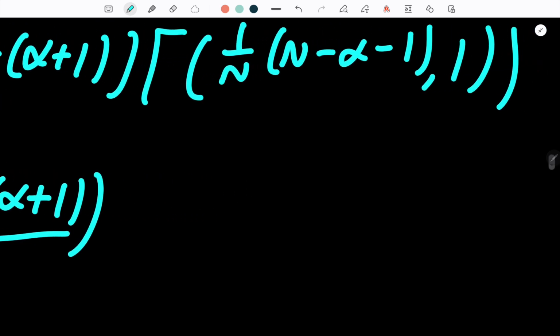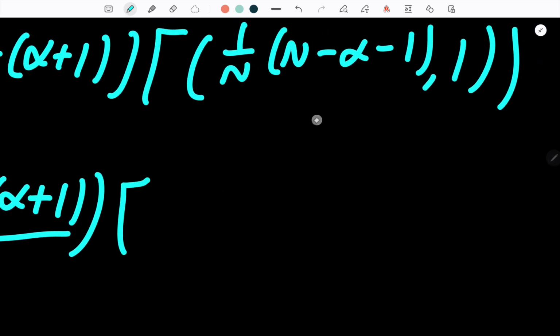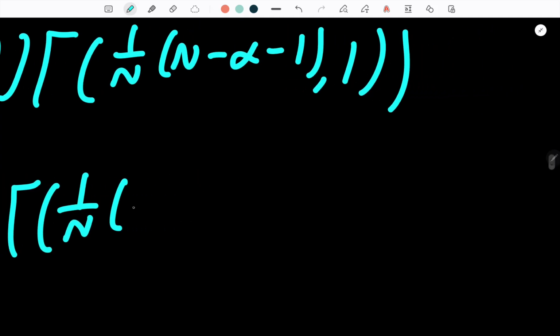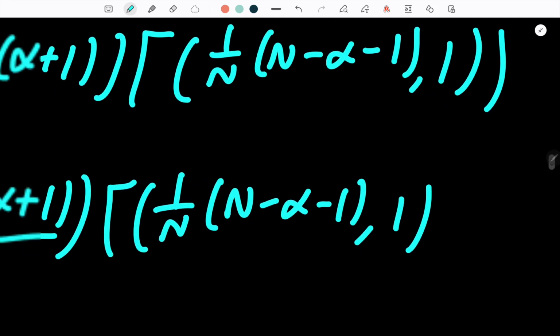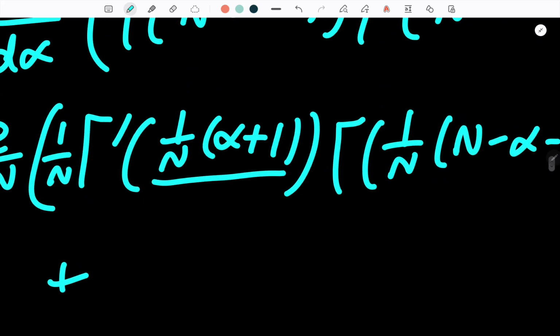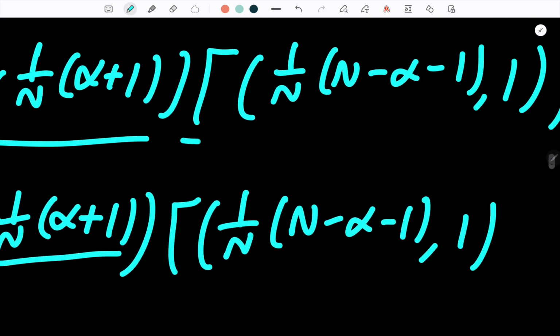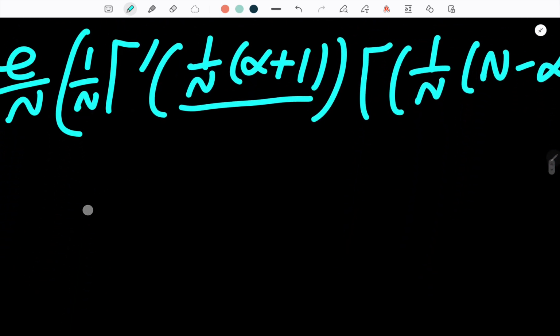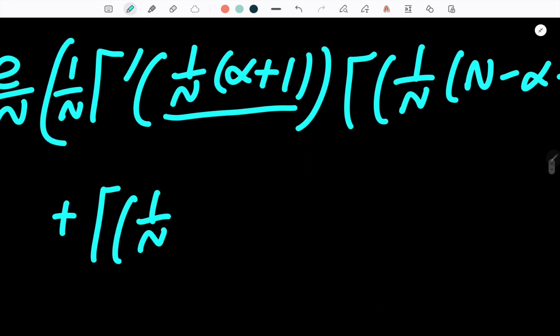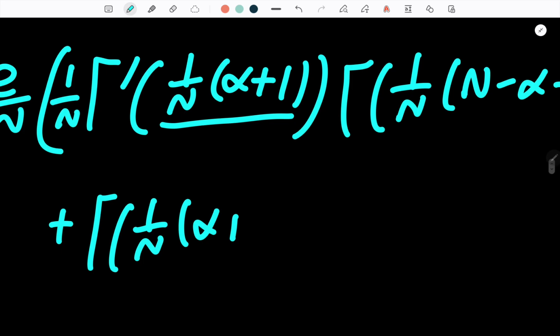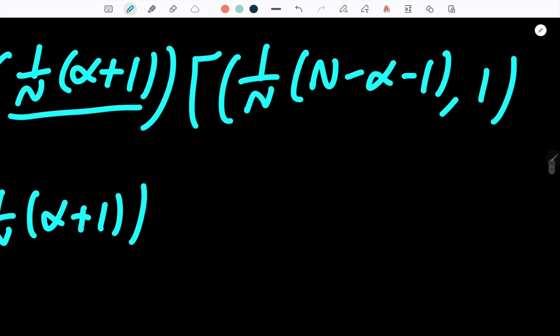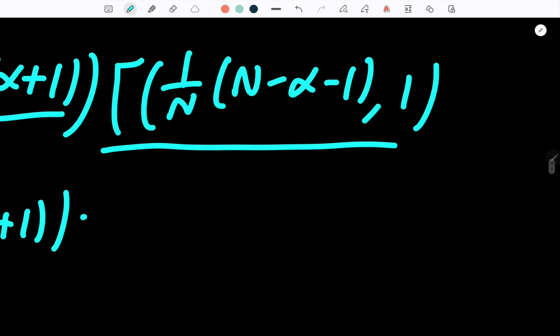Okay. And like I said before, product rule times this guy. Gamma of 1 over n times n minus alpha minus 1, and then comma 1. Okay. Now, plus this guy times the derivative of this. Okay. So plus gamma of 1 over n times alpha plus 1, and then times the derivative of this guy.